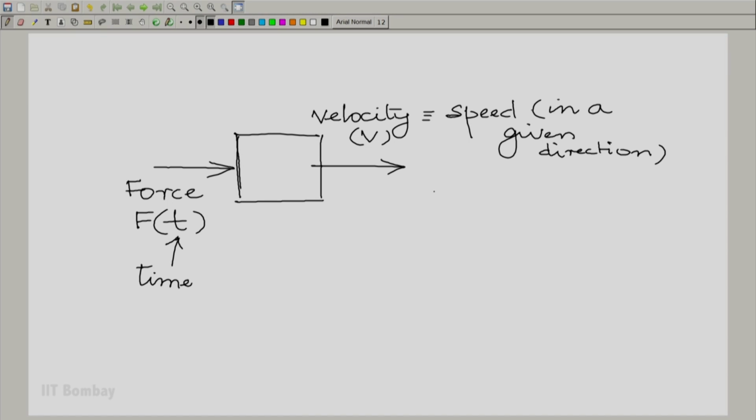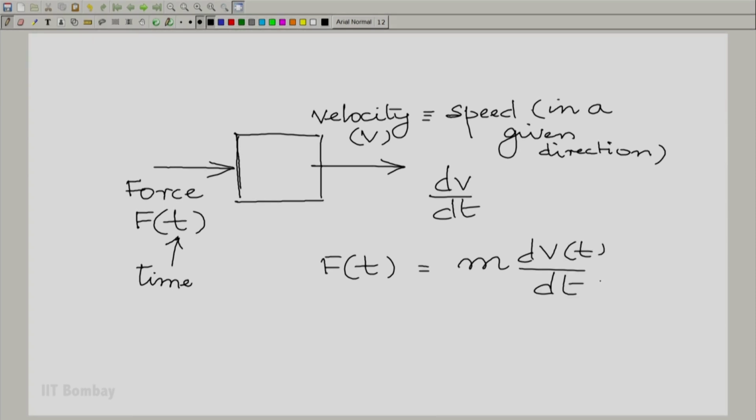You see, the rate of change of velocity, dv/dt, is related to the force by f(t) = m times dv(t)/dt. This is what we call the acceleration. So, this is a very simple input-output system with input-output signals.